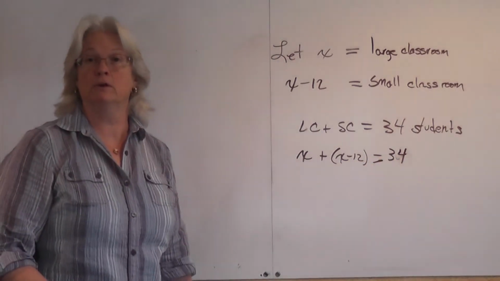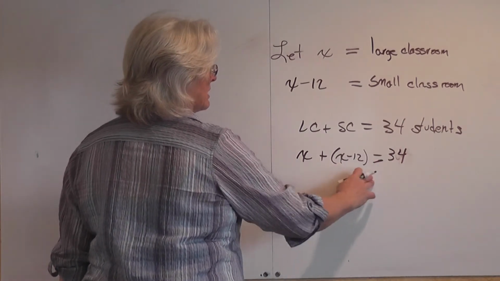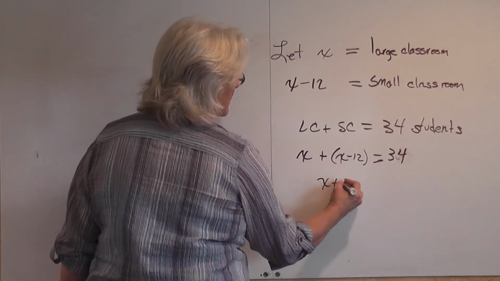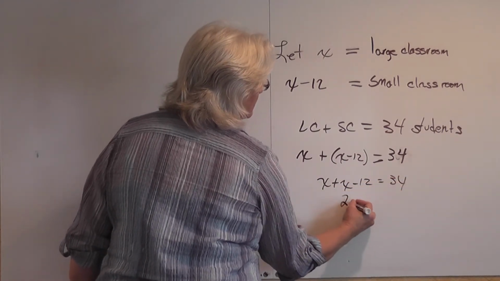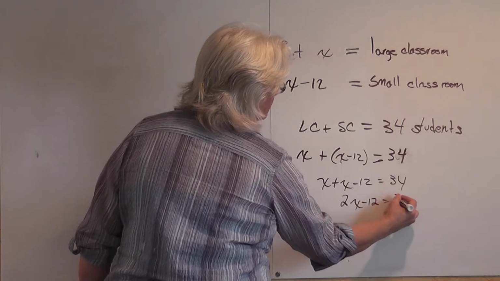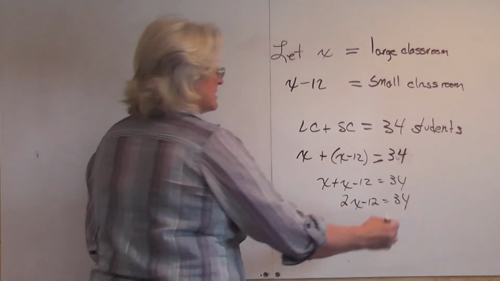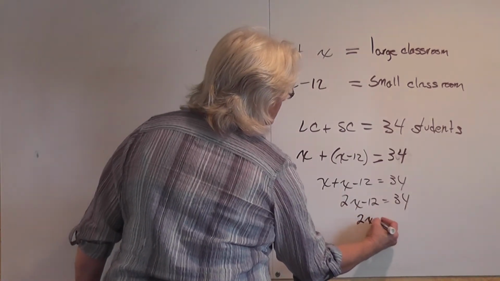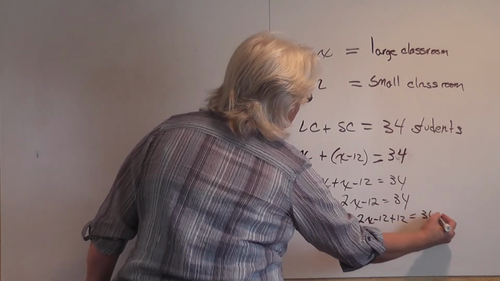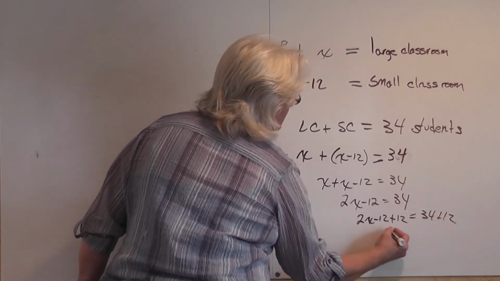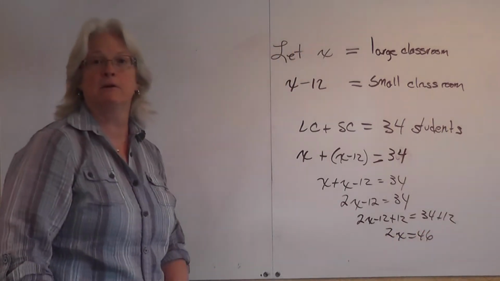Now what do I need to do? Combine like terms. X plus quantity x minus 12, that's x plus x minus 12 is 34. 2x minus 12 is 34. We're going to add 12 to both sides of the equation. 2x minus 12 plus 12 is equal to 34 plus 12. 2x is equal to 46.